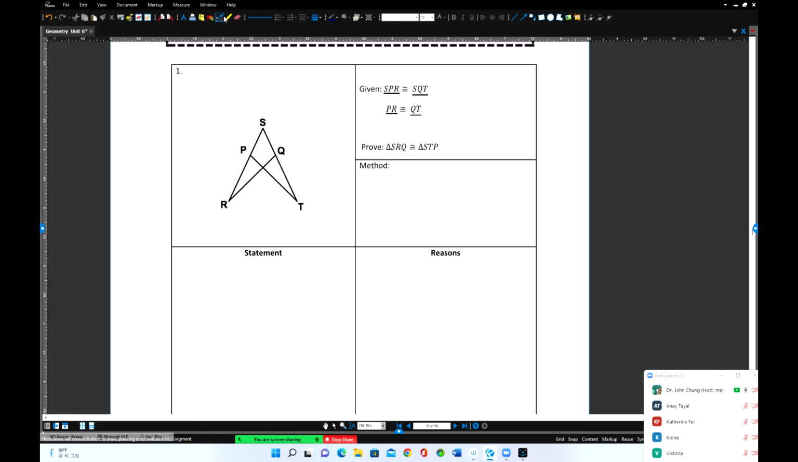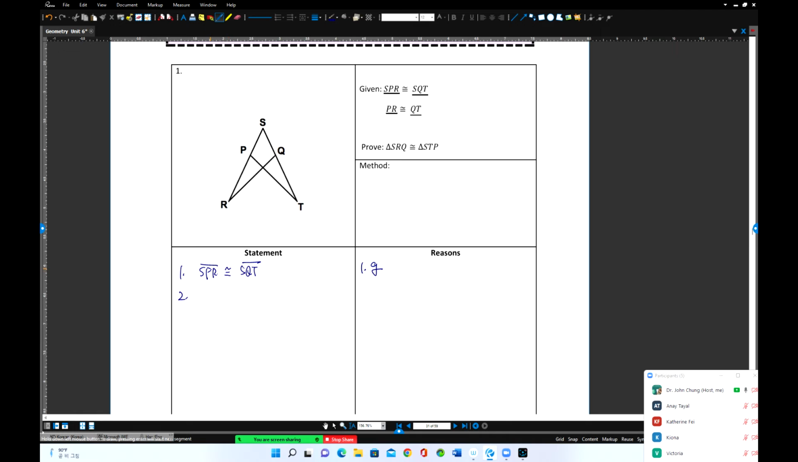SPR, this is a straight line, okay? I'm going to write down SPR and SQT, straight line. PR congruent, straight line, and they are congruent, okay?